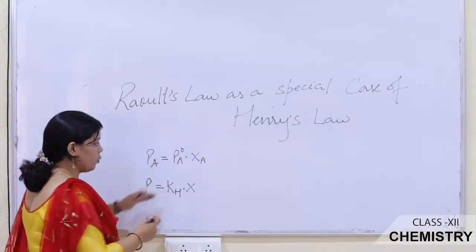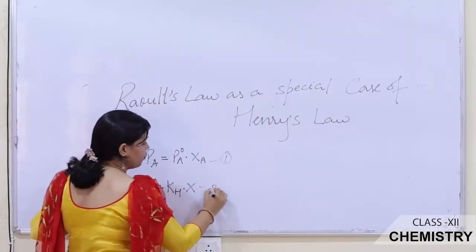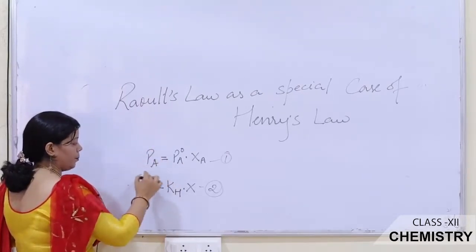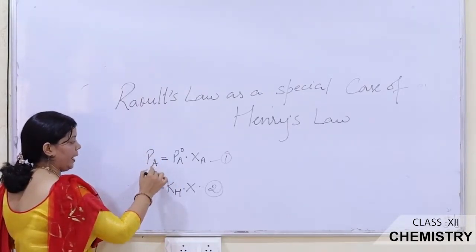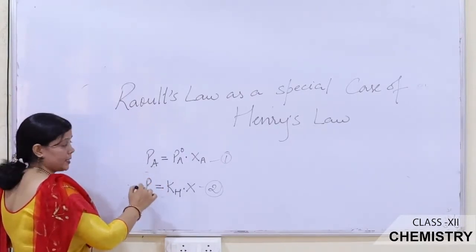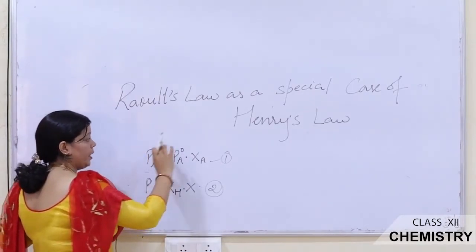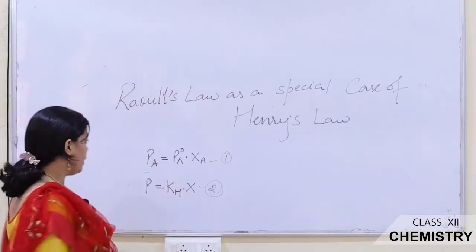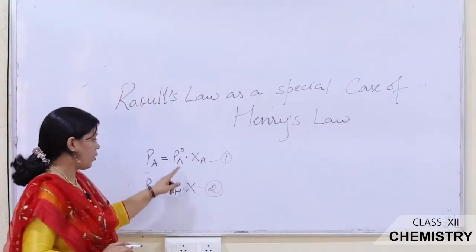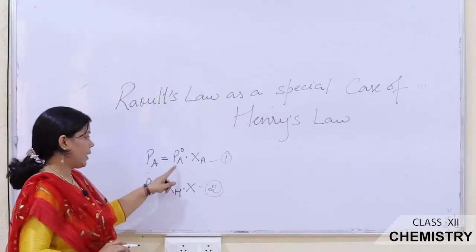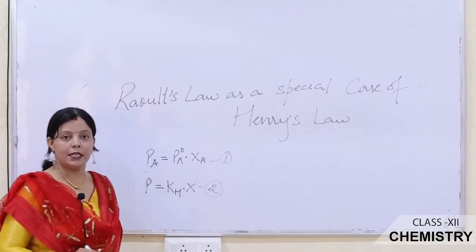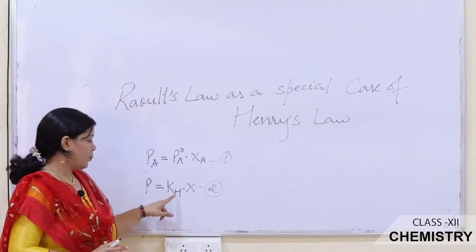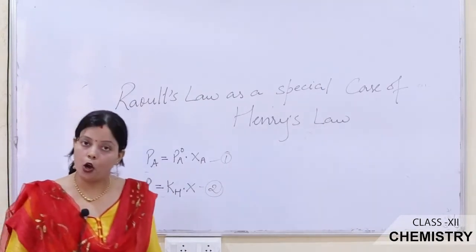When we compare these two equations, equation 1 and equation 2, it is clear that the pressure of the volatile component, here the volatile component A, and this is the pressure of the gas, is directly proportional to the mole fraction of that component. The only difference in these two equations is the proportionality constant. In the case of Raoult's law, the proportionality constant is the vapor pressure of the component in the pure state, whereas in the case of Henry's law, the proportionality constant is the Henry's law constant.